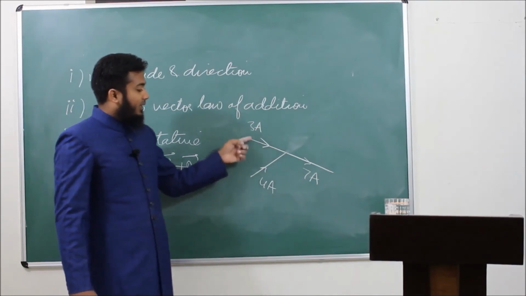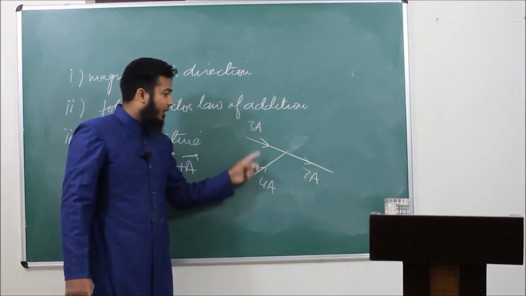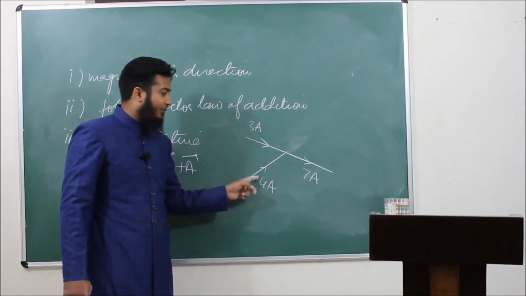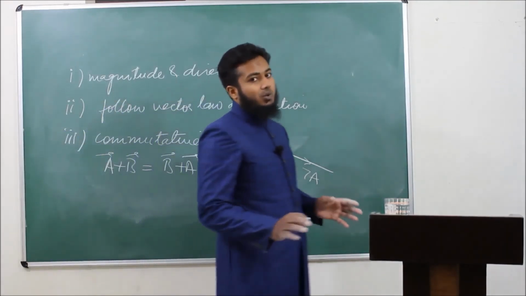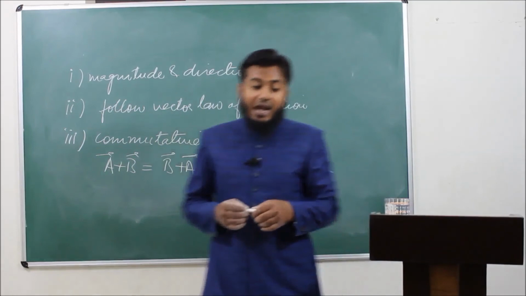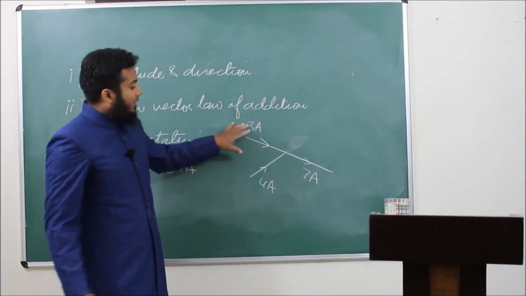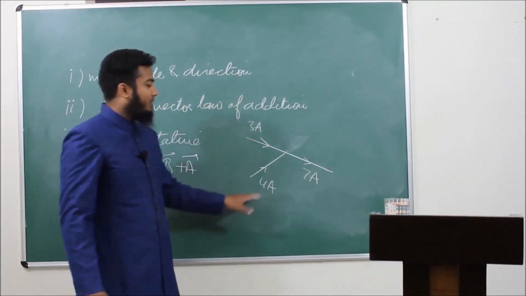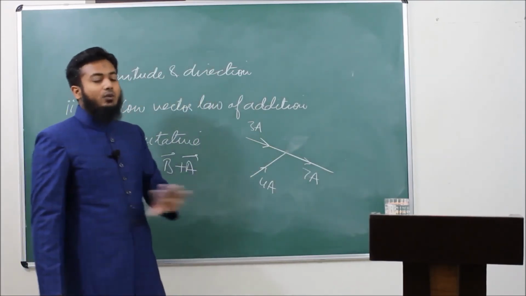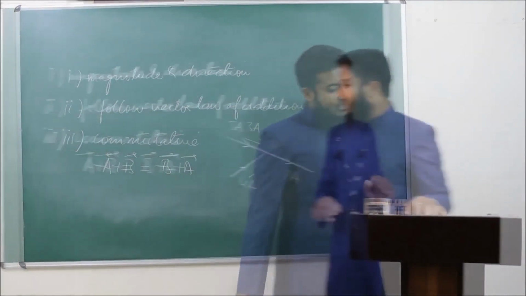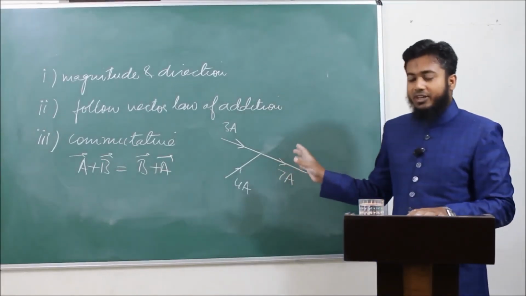Though we are associating direction with currents, we are putting an arrow over these segments, but the addition of currents doesn't follow the vector law of addition. We cannot add them as vectors. We can add the currents just like numbers. 3 plus 4 is always 7. We have directions, but they do not follow the vector law of addition. So current is not a vector quantity.